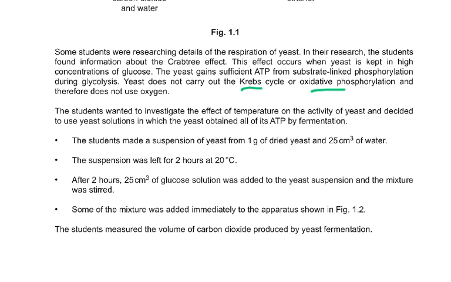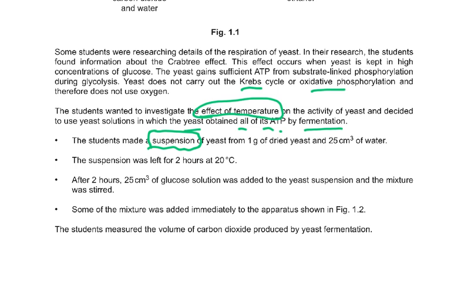The students wanted to investigate the effect of temperature on the activity of yeast and decided to use yeast solutions in which yeast obtain all of its ATP by fermentation. The students made a suspension. Remember the word suspension. Why? Because yeast is a cell. It cannot dissolve. It has a phospholipid bilayer, a cell membrane, and a chitin cell wall.